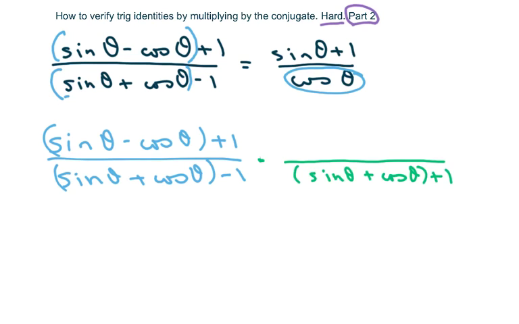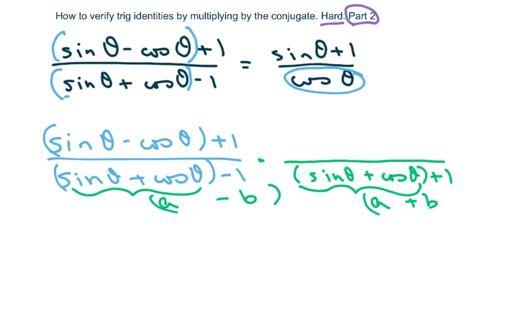So what we have here is this is our A minus B, and this is our A plus B. And when you multiply these two, we're going to get A squared minus B squared. Now whatever we do in the denominator, we also have to multiply in the numerator. So I just copy this down twice for that. All right, so I'm going to go ahead and deal with the denominator.